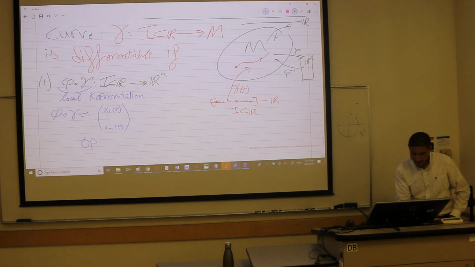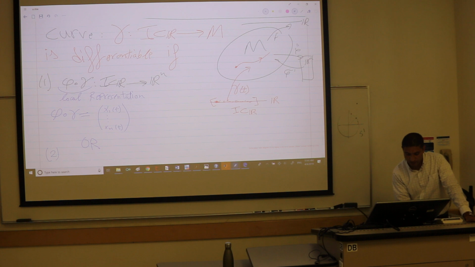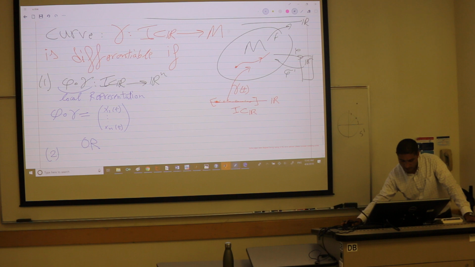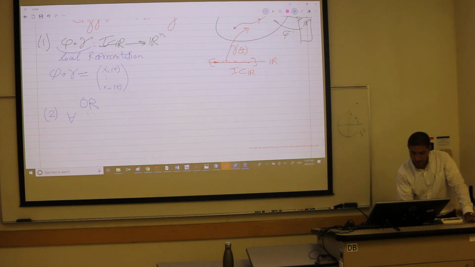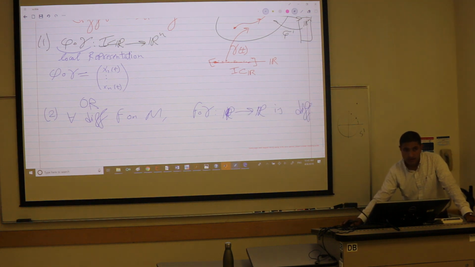Or if you want to do it the other way around, you compose what with what? Gamma with all these f's. So for all differentiable f on M, the map f composed with gamma, from the real to the real, is super easy to check, is differentiable. But this is not a practical condition because I cannot check all differentiable functions.